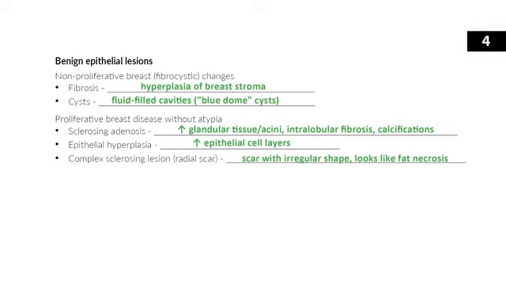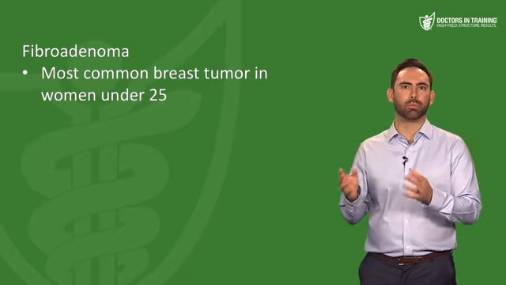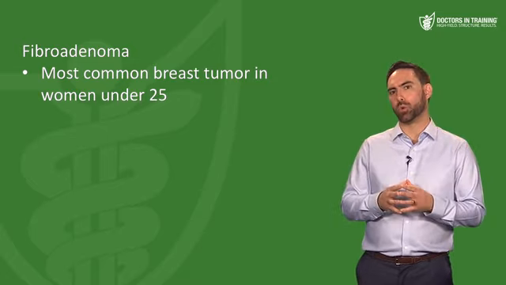And then the last type of benign proliferative change I want to mention is fibroadenoma. These used to be classified as non-proliferative, but that's no longer the case. A fibroadenoma is actually a cellular tumor. This is one of three types of benign breast tumor that I want to talk about: fibroadenoma, intraductal papilloma, and a phyllodes tumor. Fibroadenomas are the most common breast tumor in women under 25.